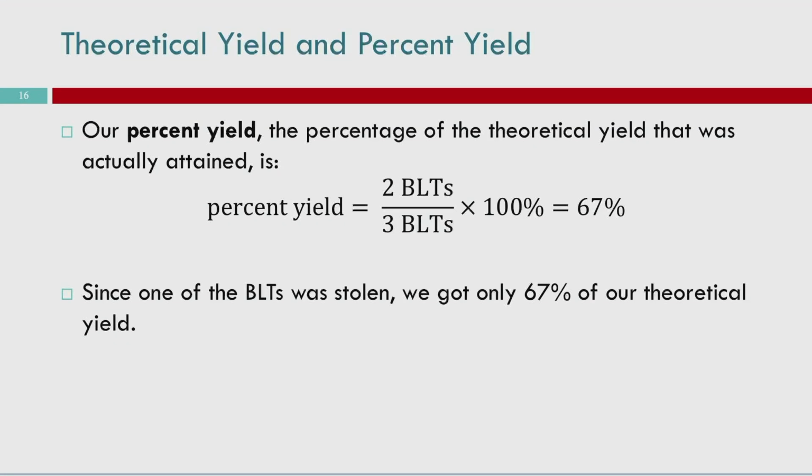And from our actual yield and our theoretical yield, we can calculate our percent yield. So our percent yield is our actual yield, how many sandwiches we produce, divided by our theoretical yield, how many sandwiches we could have or should have produced if everything went perfectly. And then we multiply by 100%.